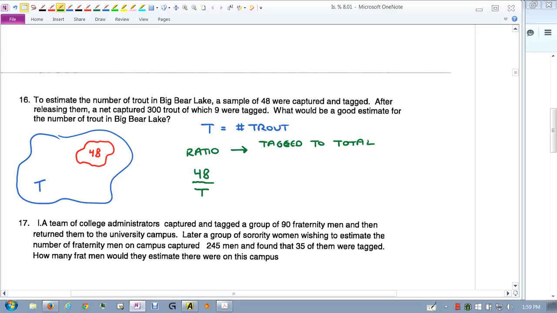Yes? Okay. Then they captured 300, and 9 of them were tagged. So that is a good estimate for the proportion that are tagged versus how many are in there. They're taking a sample out of here of 300, and it turns out that 9 of them were tagged. It's not perfect, but that should give us an estimate of the correct proportion. This proportion should be the same as 9 out of 300. Does that make any sense at all? Now, it's an estimate. It's not perfect.